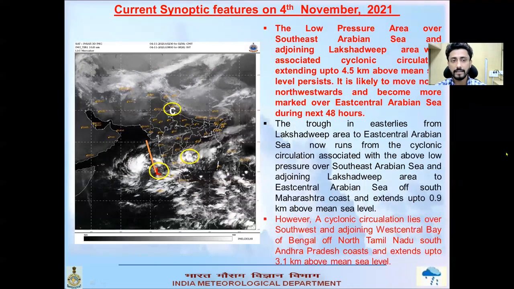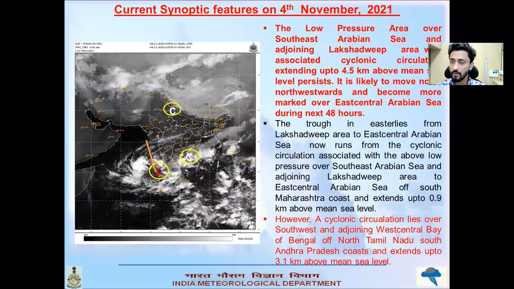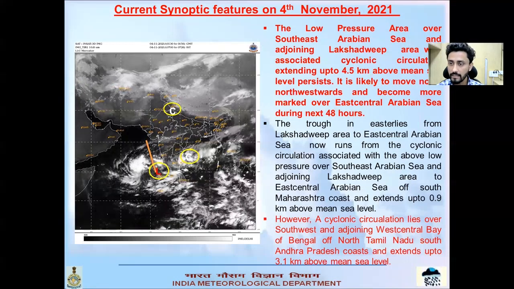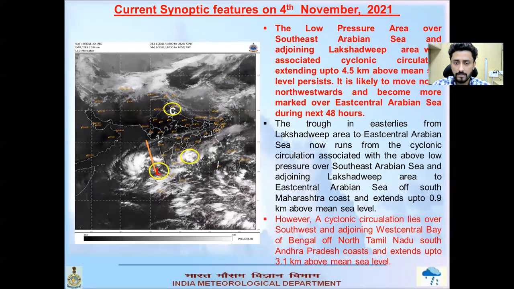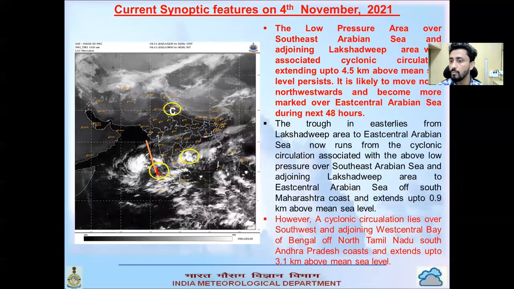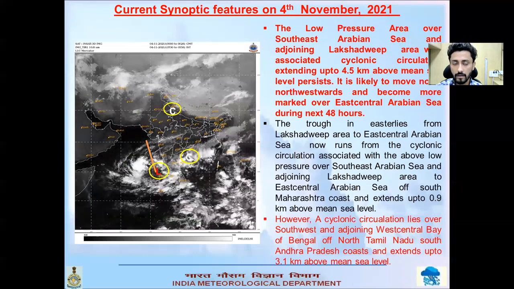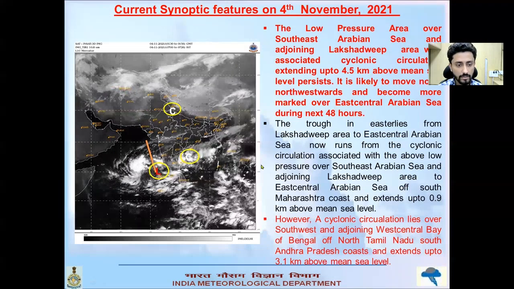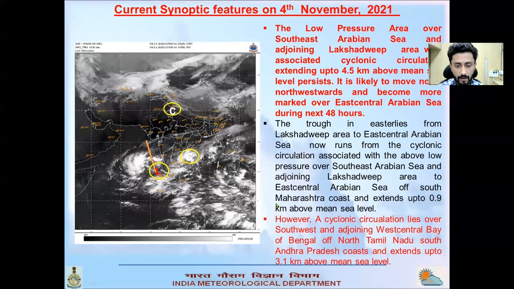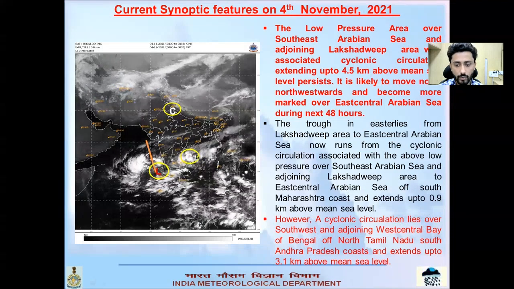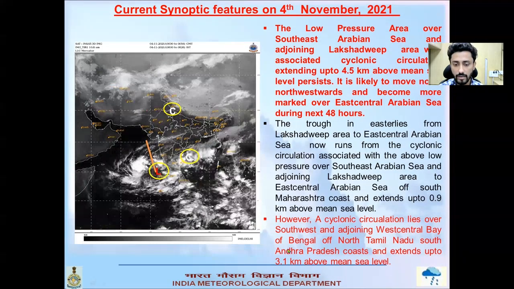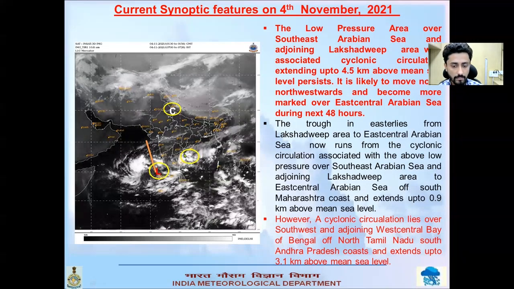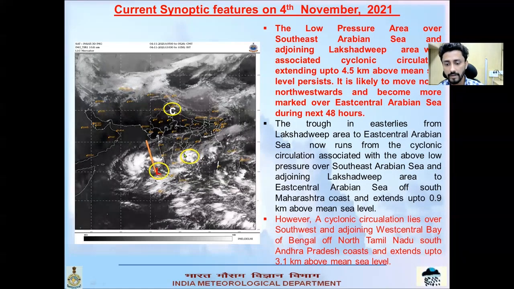Now, what is the current day synoptic situation of the weather? As I already mentioned, a low pressure system is already persisting, and we are expecting that this system is going to be more marked within the next 48 hours. But the possibility to become a cyclone is very less for this system. And also, we noticed a cyclonic circulation further developed over the southwest and adjoining west central Bay of Bengal, off the North Tamil Nadu and South Andhra Pradesh coast. You can clearly see that. And the cyclonic circulation associated with this system goes 3.1 kilometers above the mean sea level.